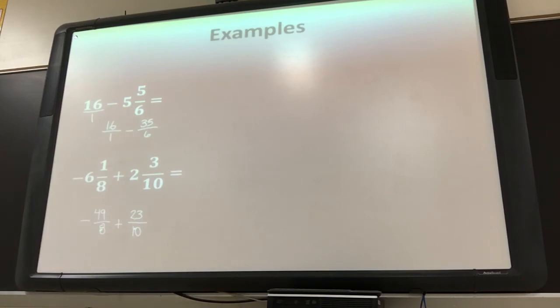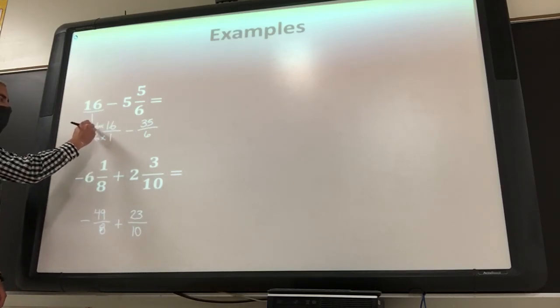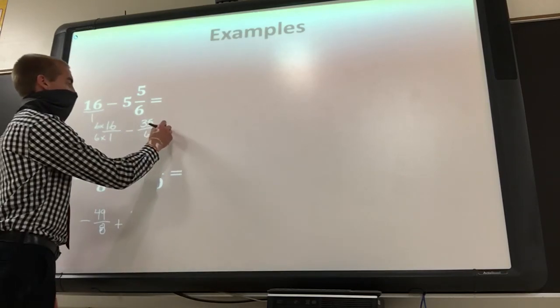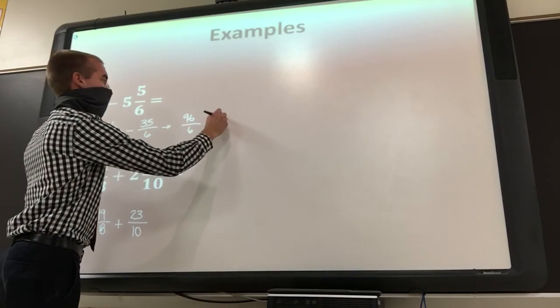Okay, so on our first one, we change to improper. So 16 over 1 is already an improper fraction, minus 35 over 6. This common denominator is not that bad because you just got to change this to a 6. Multiply 16 and 1 by 6. So that's going to become 96 over 6 minus 35 over 6.